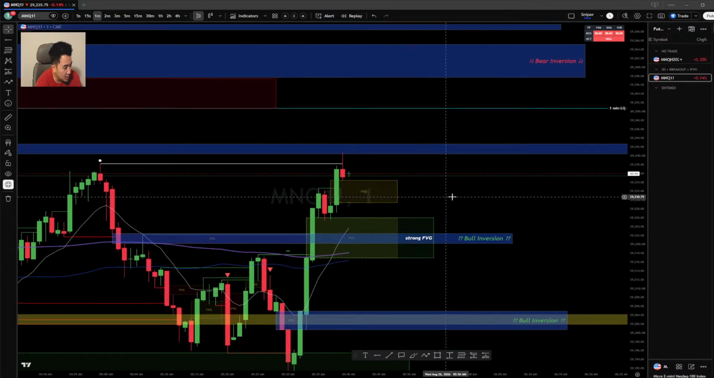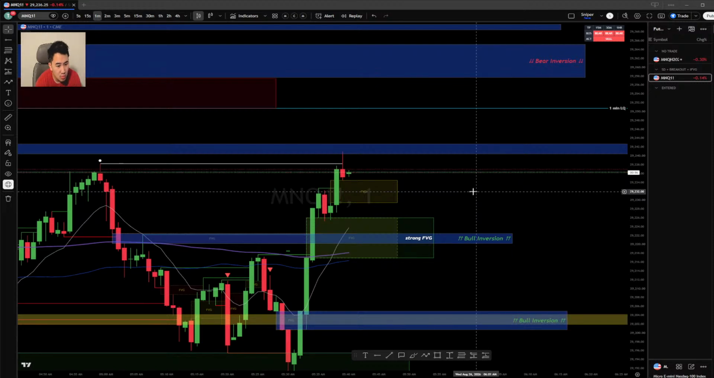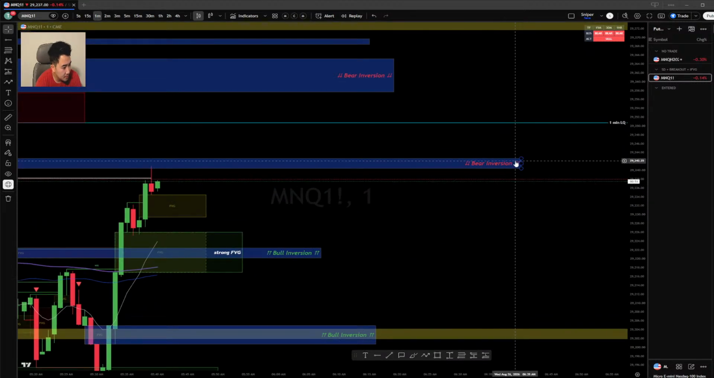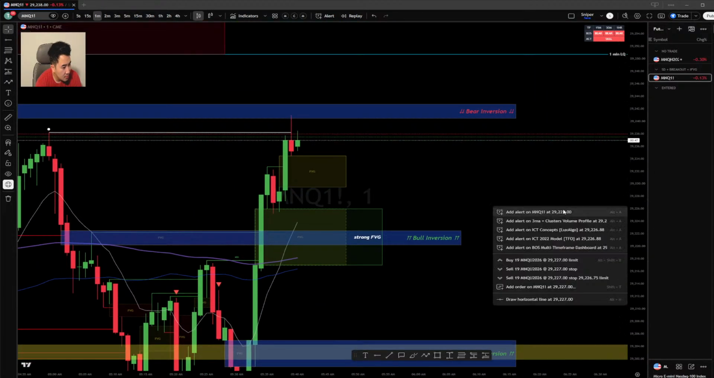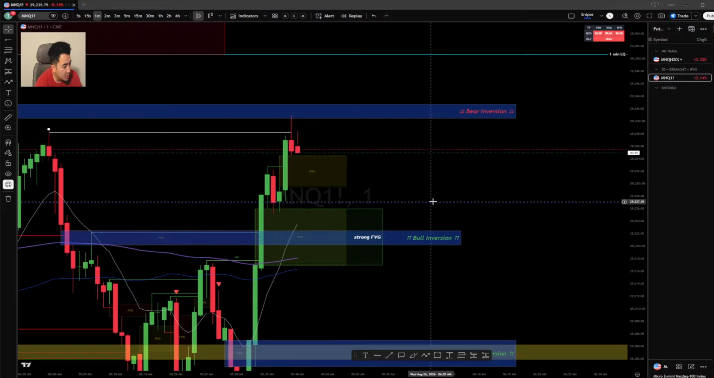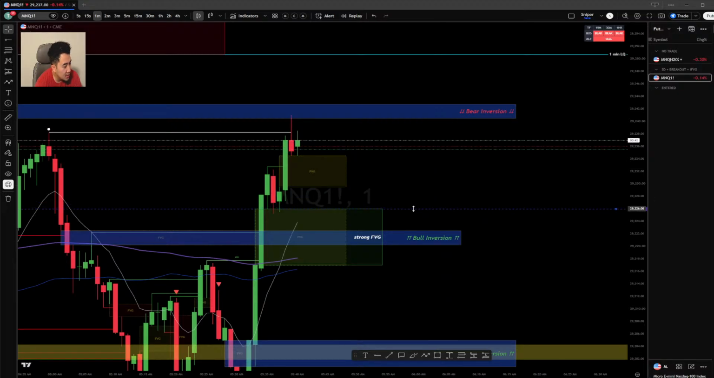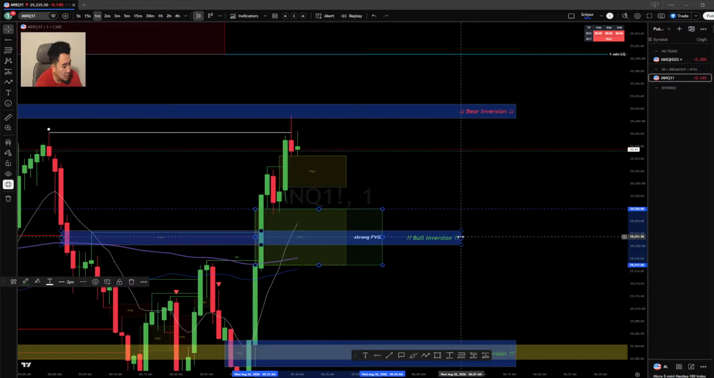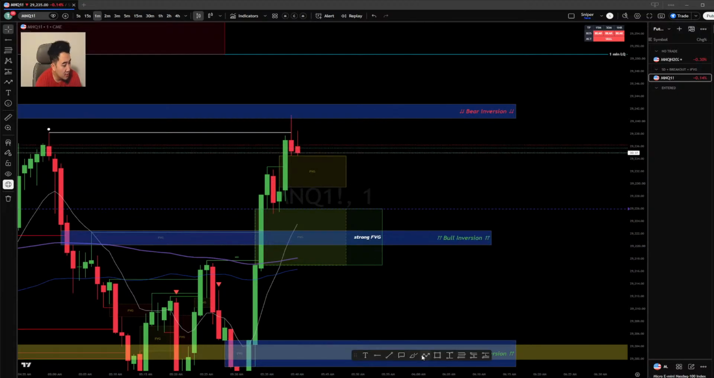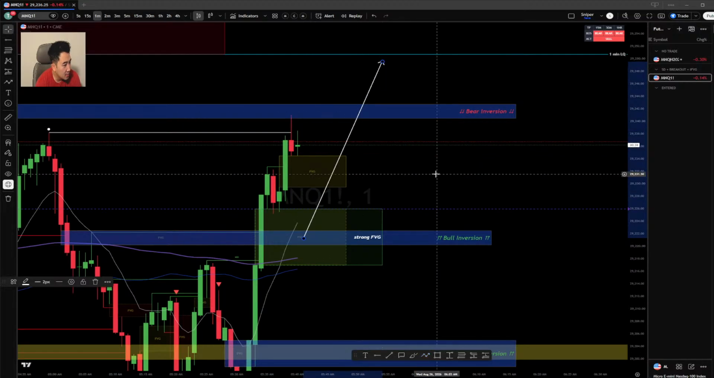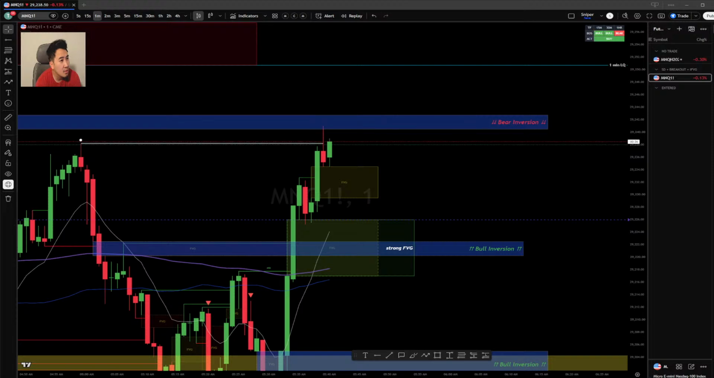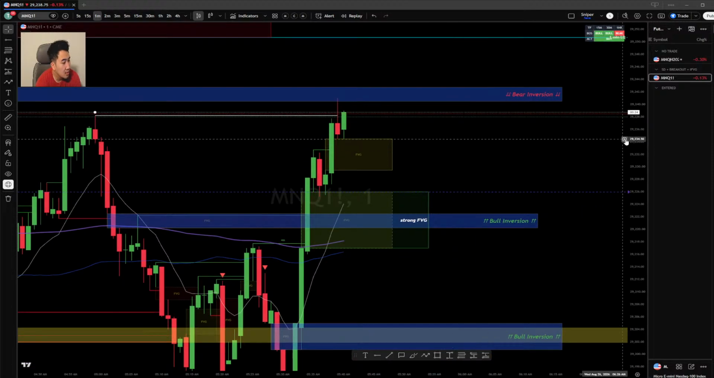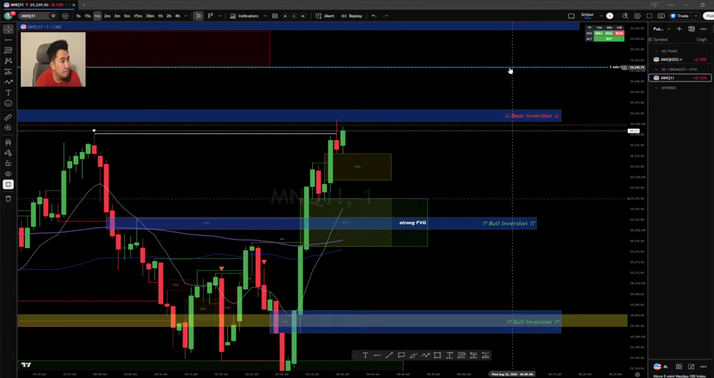Let's go back on the 1 minute. Just going to put an alert here just in case price is able to pull back down here and use this gap, this strong FVG or this bullish inversion zone, to bounce off of, to go back up here.